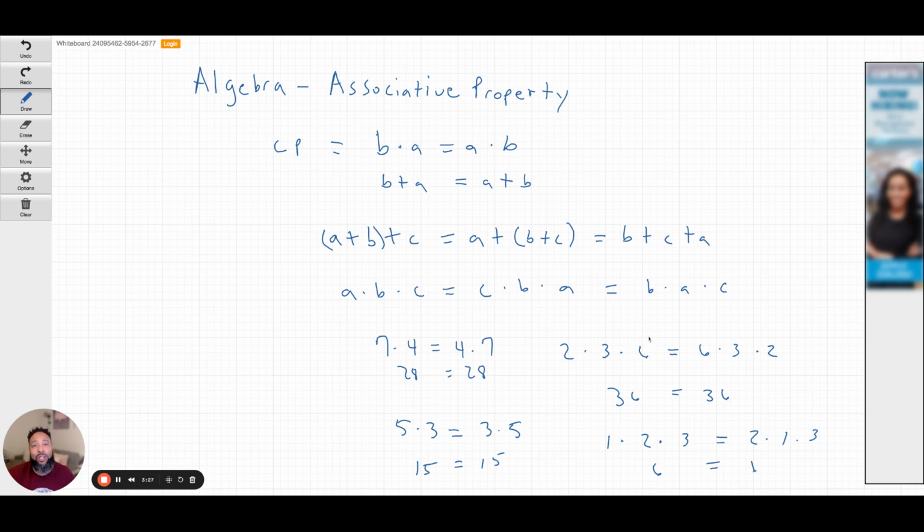This is the associative property, which is an extension of the commutative property, which states that three or more numbers, when adding or multiplying them, does not affect the sum or the product of those numbers. Now, there's a difference when you're talking about subtraction and division. That's totally different. But this is just for addition and for multiplication. So I hope that helps.